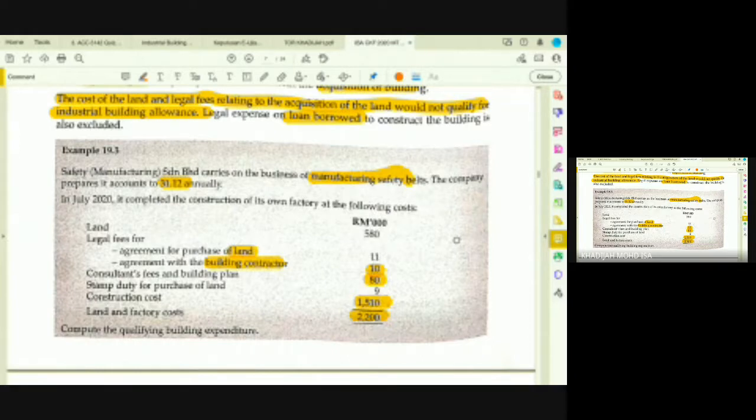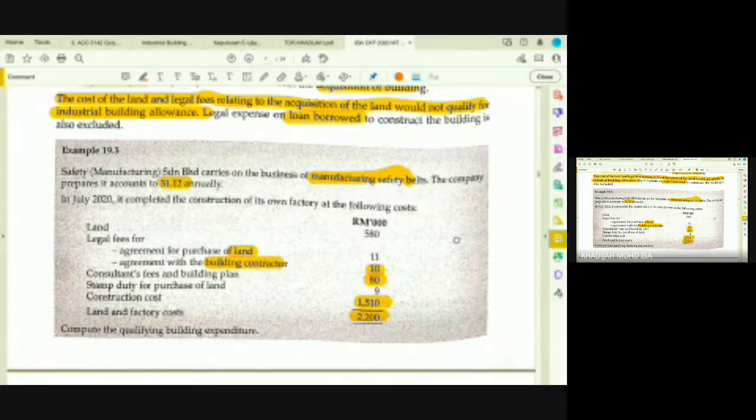So we have the land 580, legal fees for the agreement for purchase of land and the agreement with the building contractor, and then consultant fees and building plans, stamp duty for purchase of land. We have construction costs and land and factory costs. The total is 2.2 million, but you're required to compute the qualifying building expenditure, the QBE.